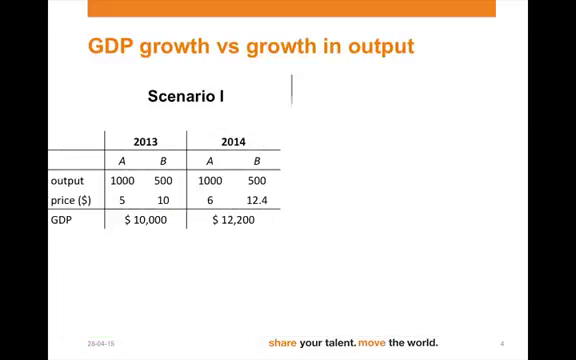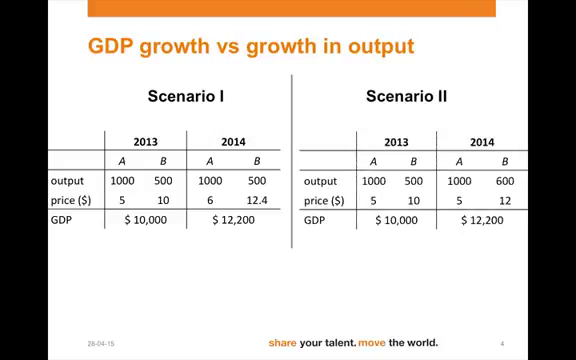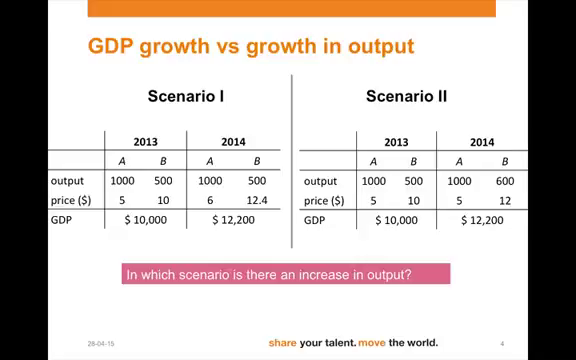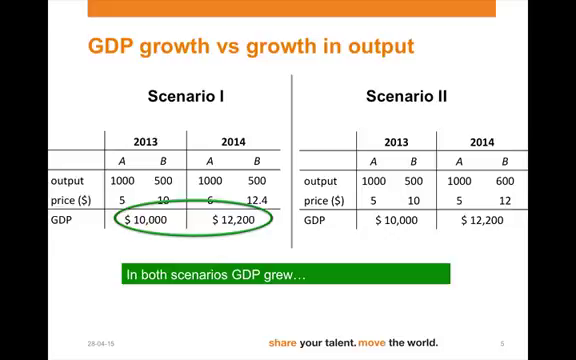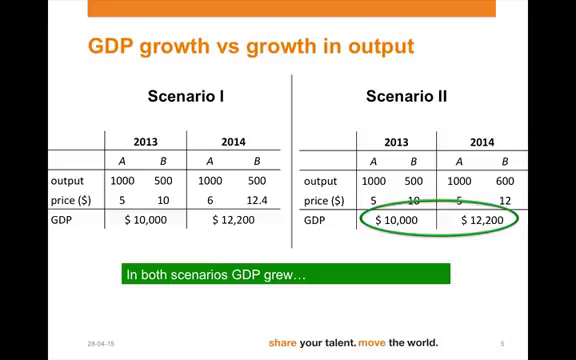So let's compare two situations, scenario 1 and scenario 2. The question is, in which scenario is there an increase in output? In both scenarios, GDP grew. In both scenarios, GDP increased from $10,000 to $12,200. But only in scenario 2 did output increase.